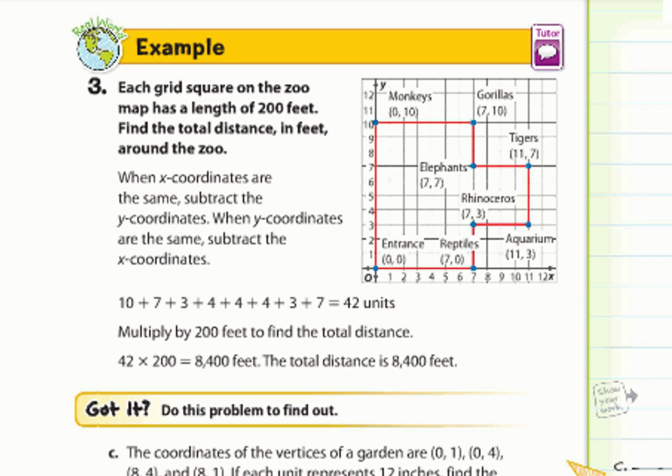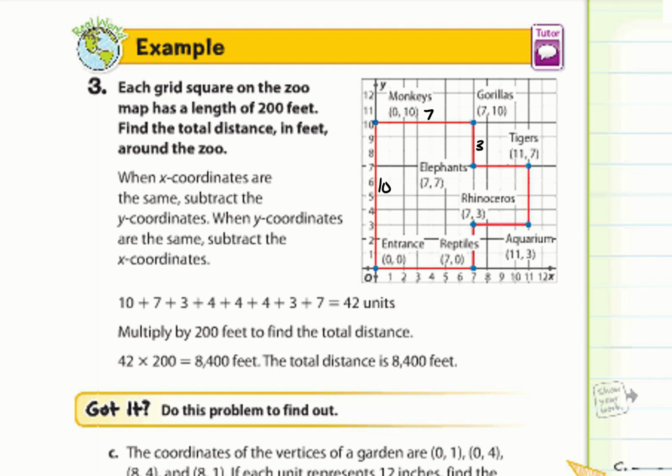That's what this sentence is explaining. It says when x coordinates are the same, subtract the y coordinates. When the y coordinates are the same, subtract the x coordinates. So from monkeys to gorillas, our y's are the same, so 7 minus 0 is 7. From monkeys to entrance, we have 0, 0. So we're going to do 10 minus 0, that's a length of 10. Gorillas to elephants, their 7s are the same, so we're going to do 10 minus 7, which is 3.